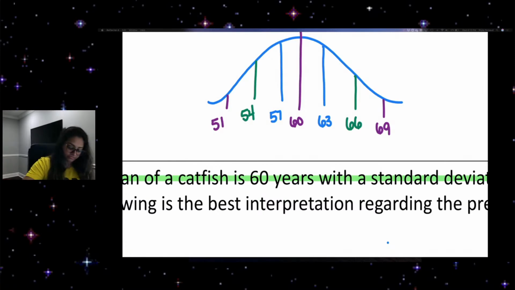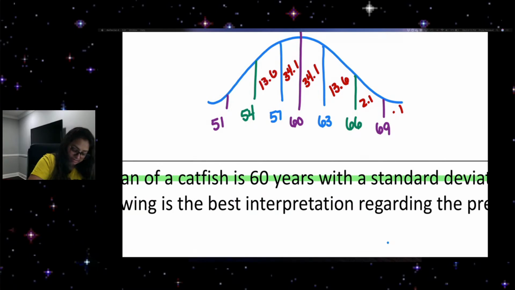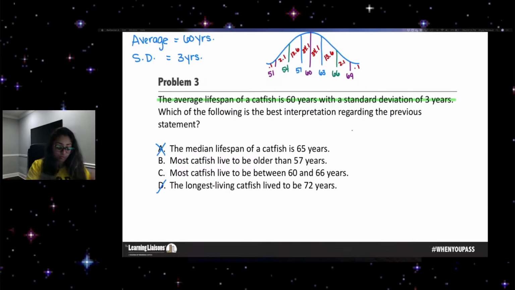So the first one here is actually 34.1. That does not look like a point. Let's try that again. So this one's also going to be 34.1. Then we have 13.6. Then we have 2.1. And we have 0.1. And it repeats on the other side. So I'm going to write those in. And while I'm writing those in, something that you should be thinking about is adding these percentages to figure out which one of these answers is a better answer.